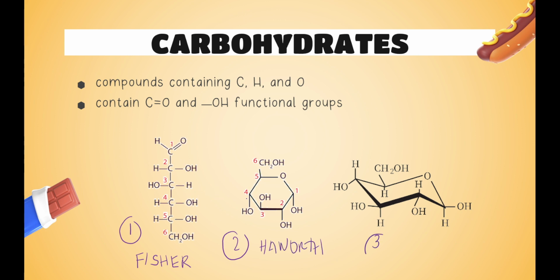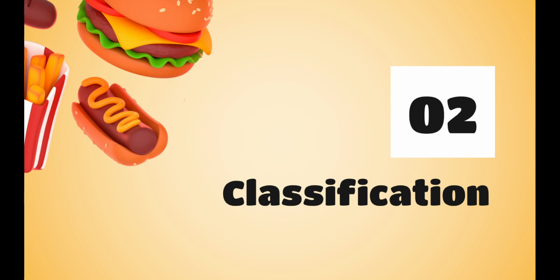And then the last image here is what we call your chair conformation. It is called as such because it looks like a chair, or it is also possible to relate it to a boat conformation. So these are the three structures of carbohydrates in which they can be presented, and you will get to appreciate the importance of showing these different structures later on when we reach classification. So let's proceed to the classification.